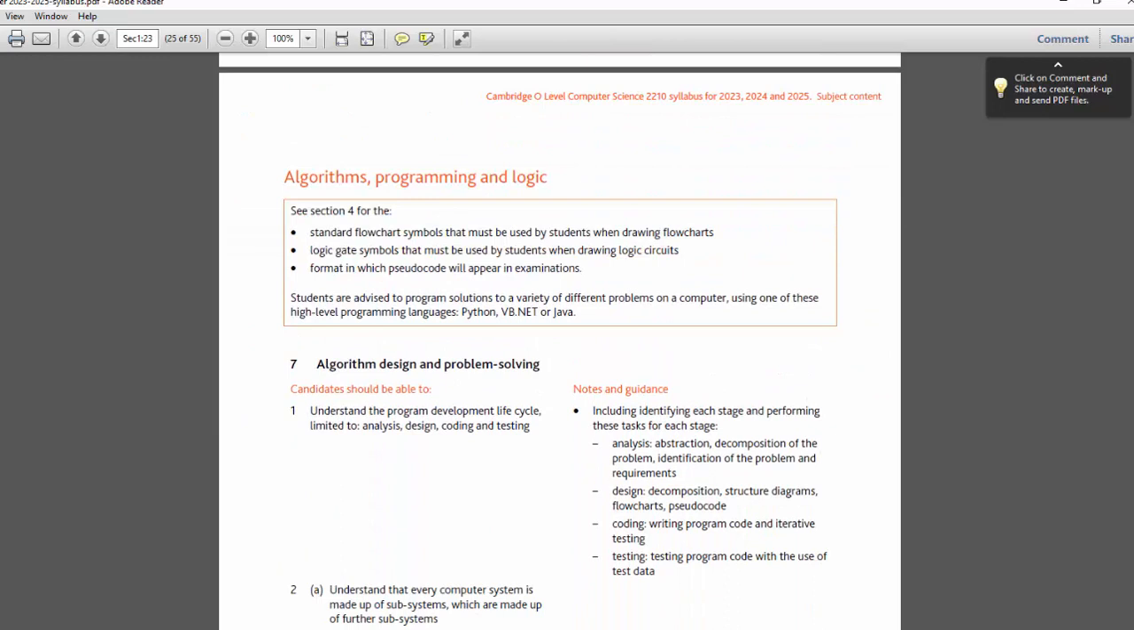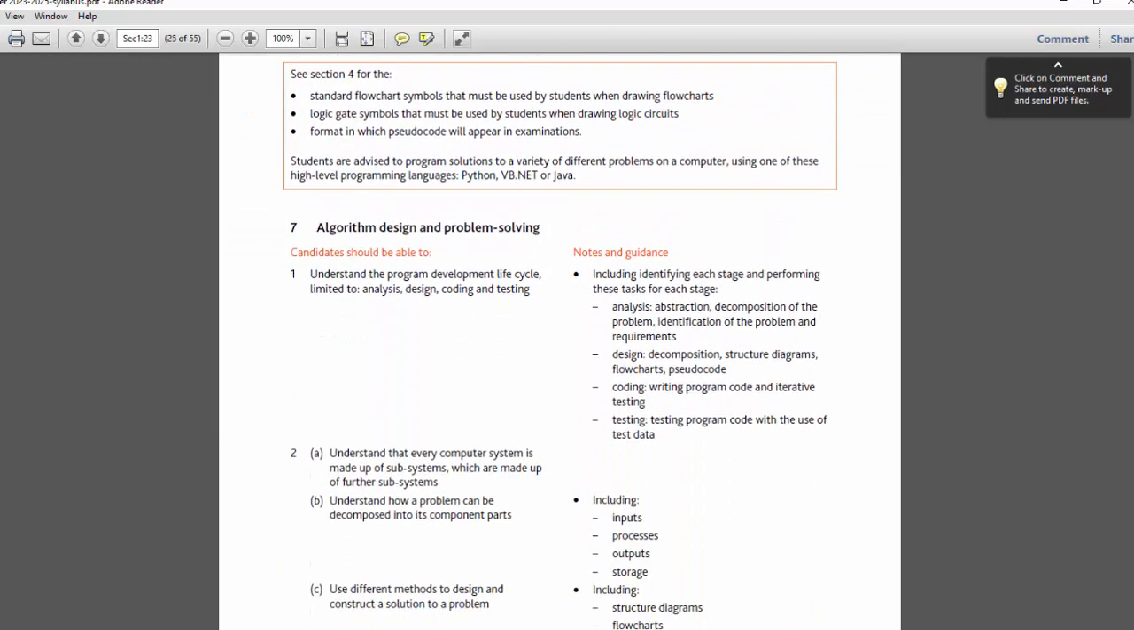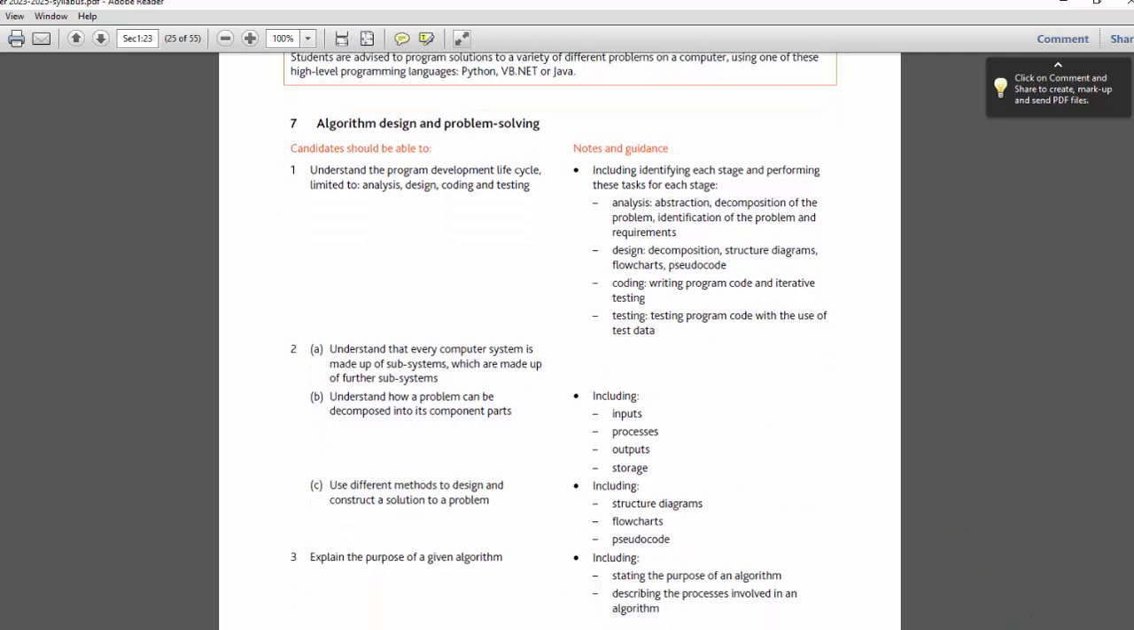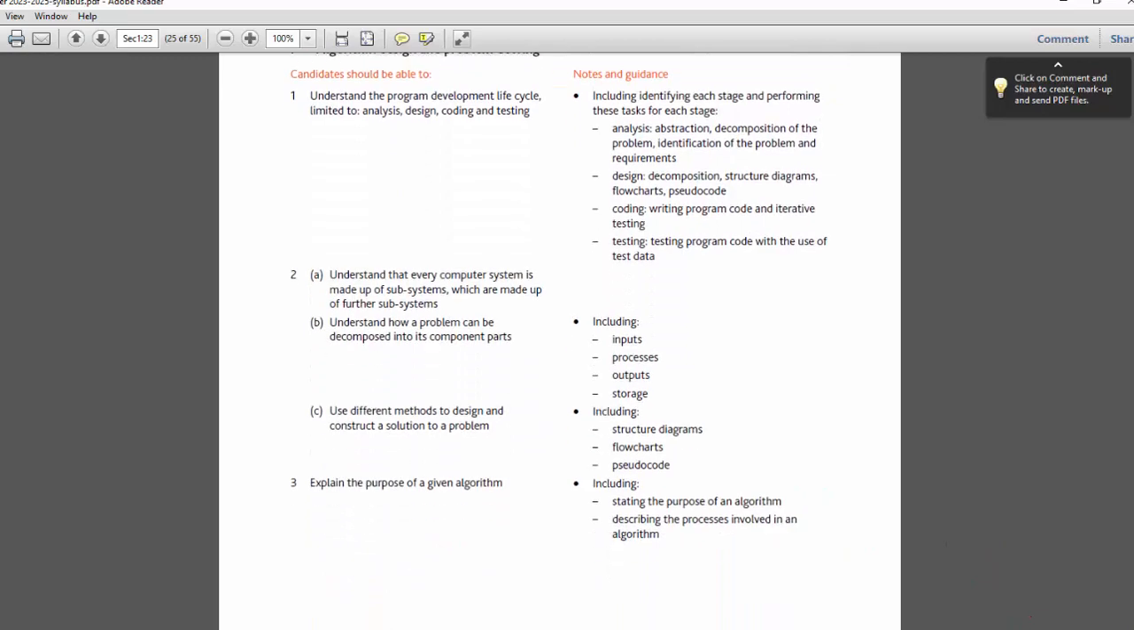Again, problem solving and algorithm design. There's nothing that much new. They have updated the part on analysis, which includes abstraction, decomposition, problem identification, design, decomposition, structure. Okay, coding, writing a program, testing, data. Fine. Okay, let's see how much of the other parts they have changed.